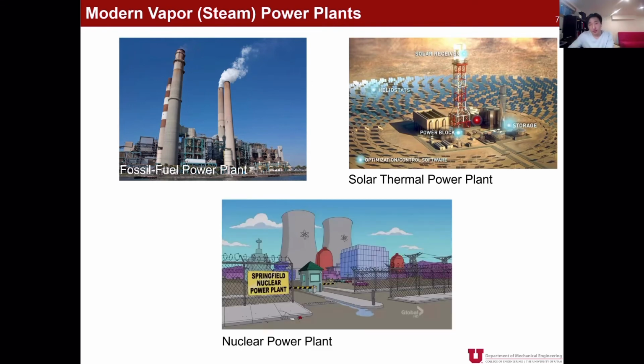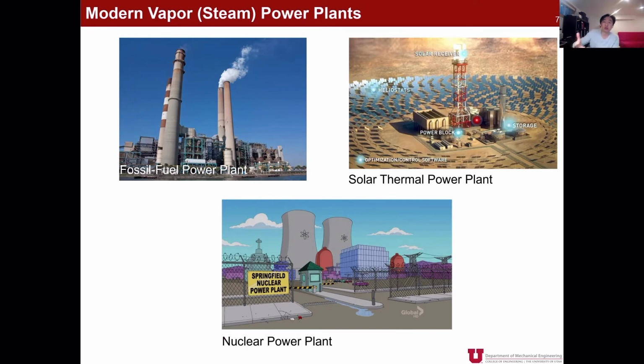What else? Another thing that we make use of for vapor power generation is the nuclear power plant. In that case, we use a huge amount of energy from the nuclear fission process, and this energy can be used to generate steam from water, and we also run a steam turbine to generate the power.